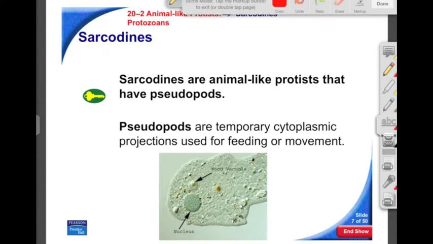Sarcodines are basically amoeba, and when we describe them, we say that they have cytoplasmic streaming or amoeboid movement. These pseudopods, and since I have my red color, a pseudopod can form, there we go, from any extension of the cell membrane. It just depends if our little critter here feels like flowing in one direction or another.